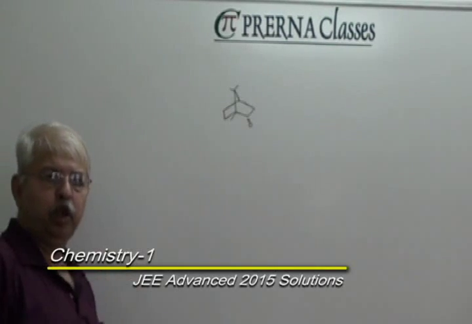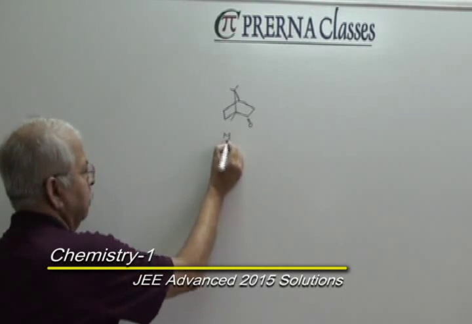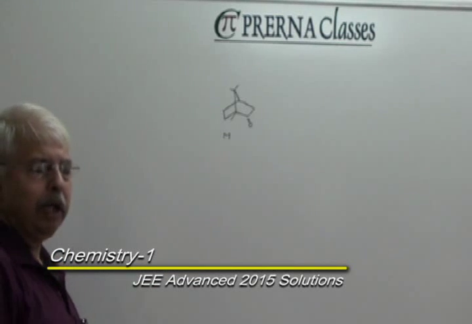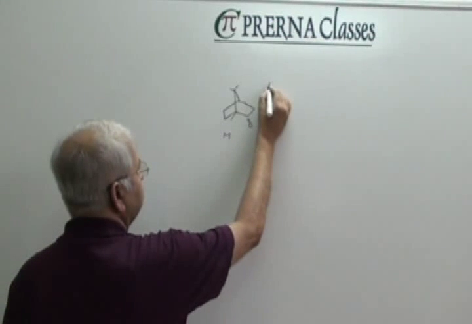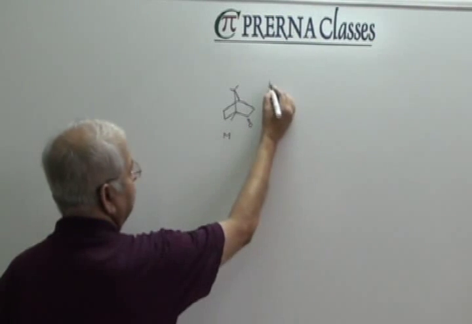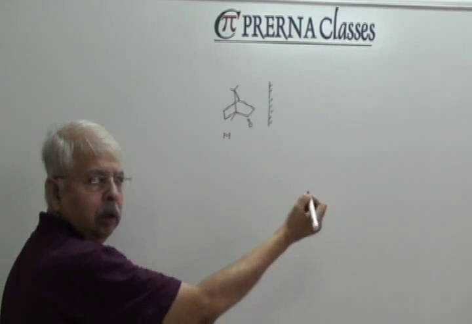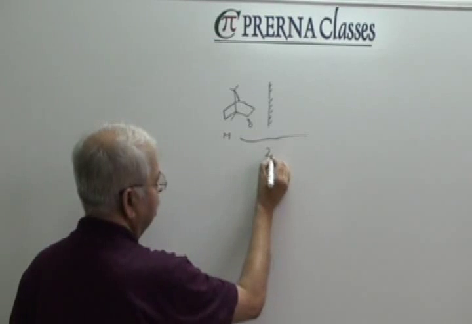The number of stereoisomers that this compound N can have. We can simply say any compound has only one mirror image. So it will have its own mirror image. So the total answer will be 2.